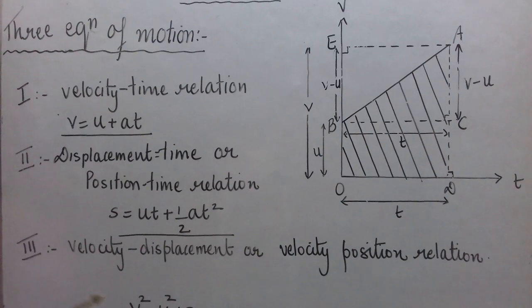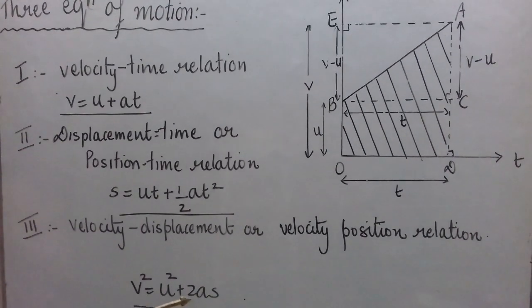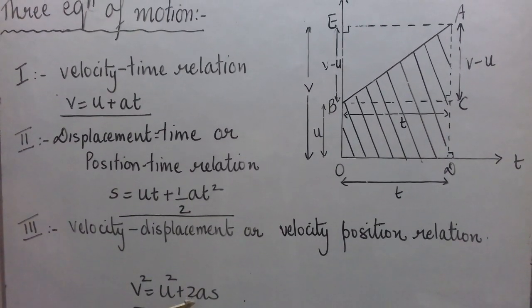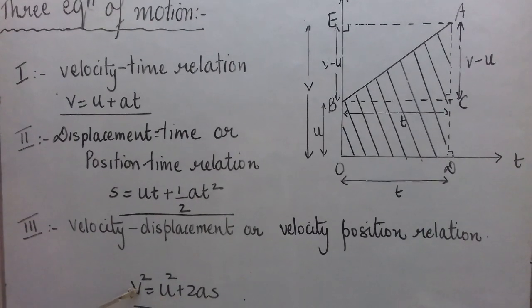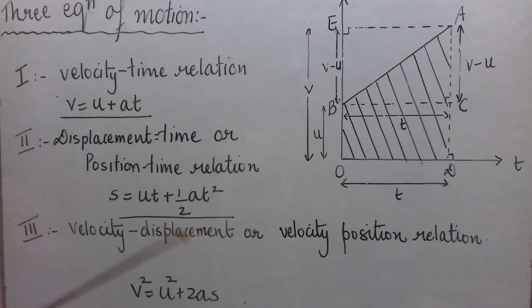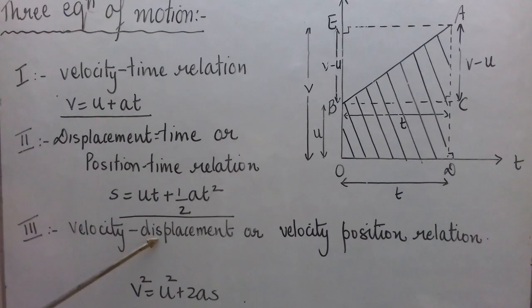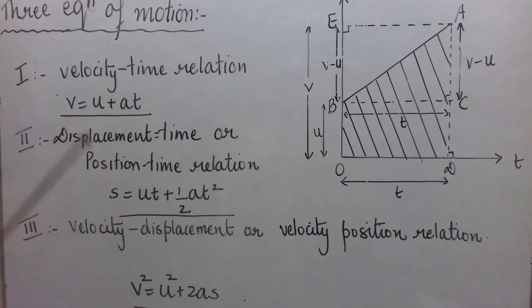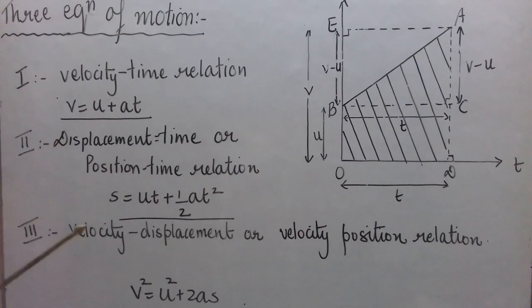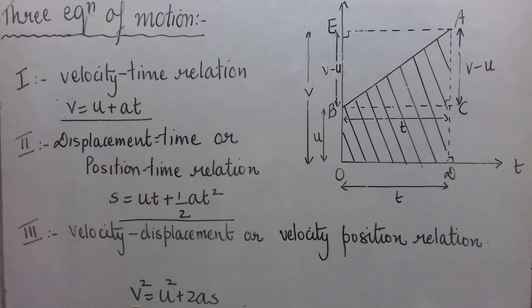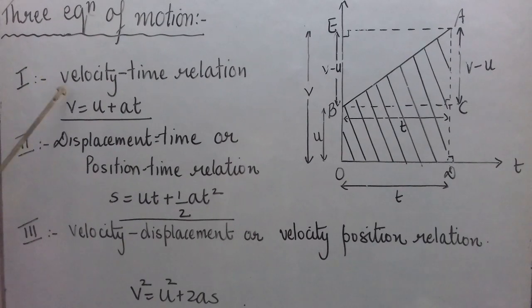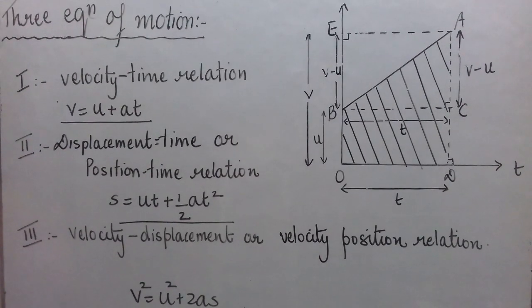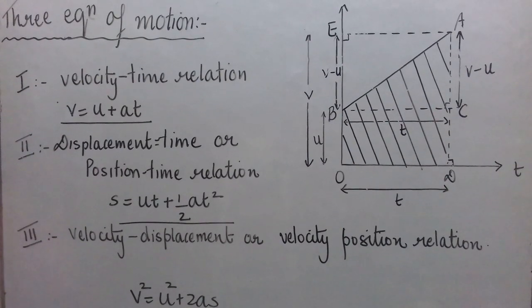The third equation of motion is v square is u square plus 2as. In this we don't have time. We have velocity and we have displacement. So this is the velocity-displacement, or we can say velocity-position relation. So you should know these names of the three equations of motion, because sometimes the question may be in this form.